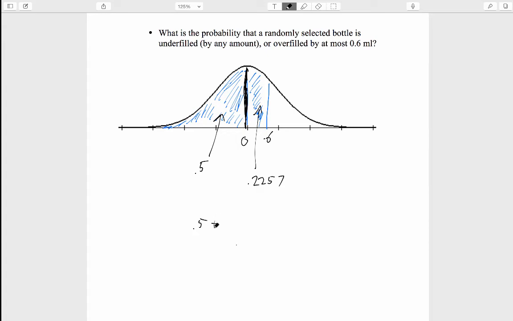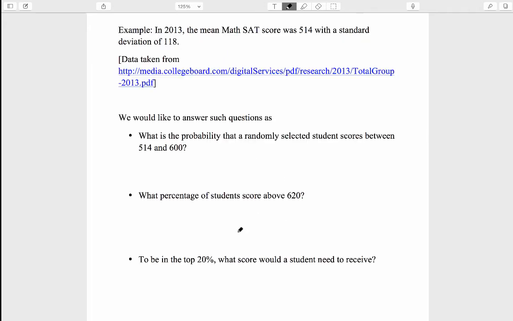0.2257 here. The sum of these equals 0.7257, and that is our answer. That is the probability that a randomly selected bottle is underfilled by any amount or overfilled by at most 0.6 milliliters. Now let's come back to test scores.